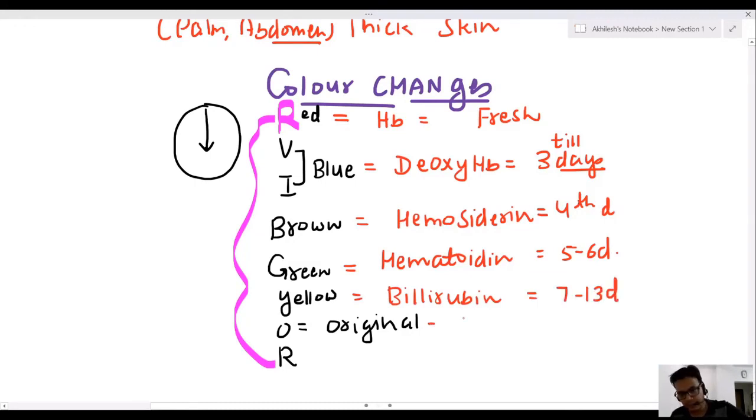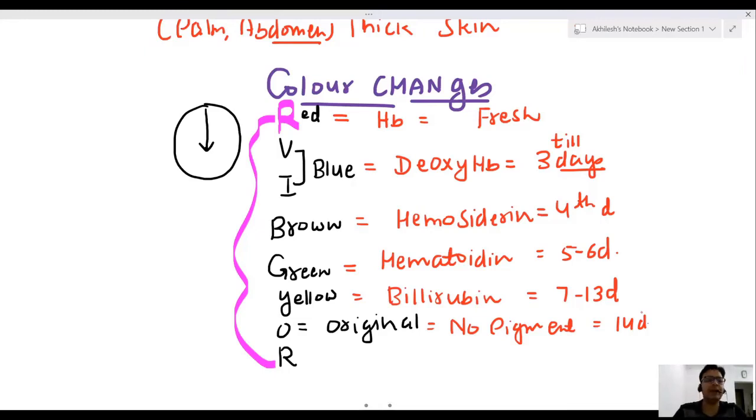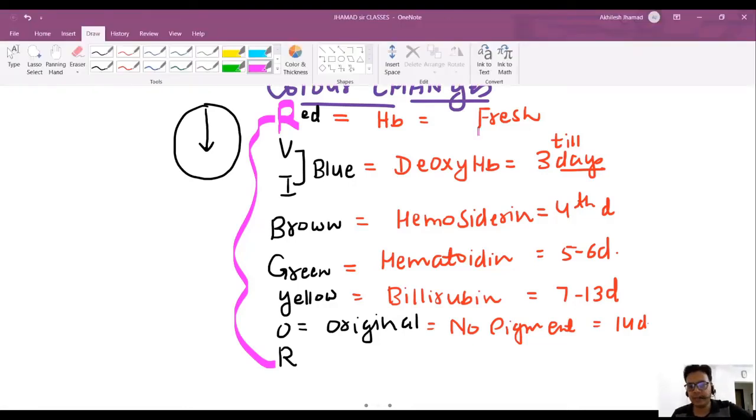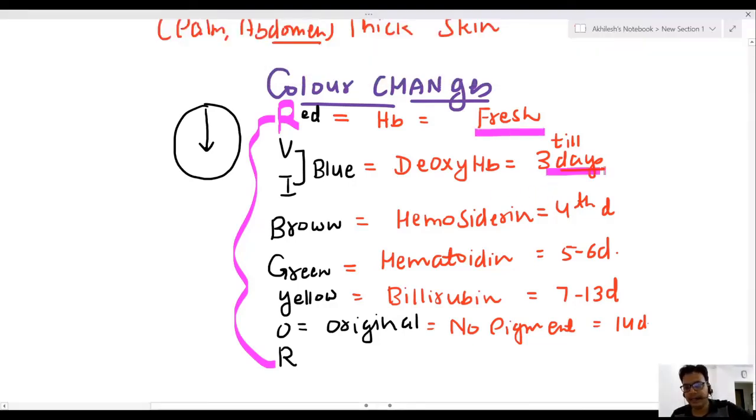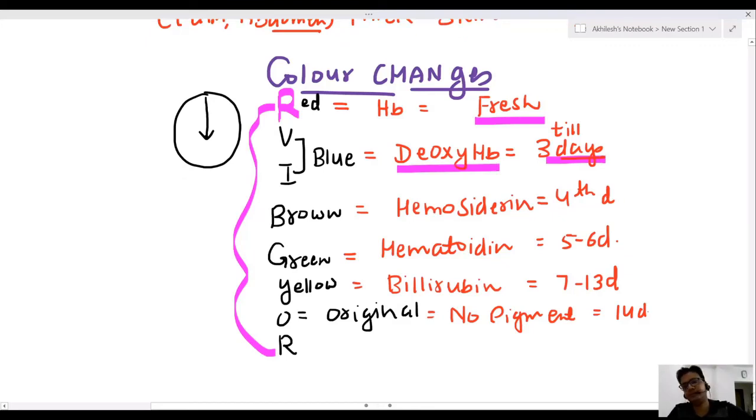And Doctor Sahab, no pigment on 14th day, so your skin becomes normal color. Again, I am revising, my dear friend. Fresh color is a red color. Till 3 days, deoxyhemoglobin produces blue color.